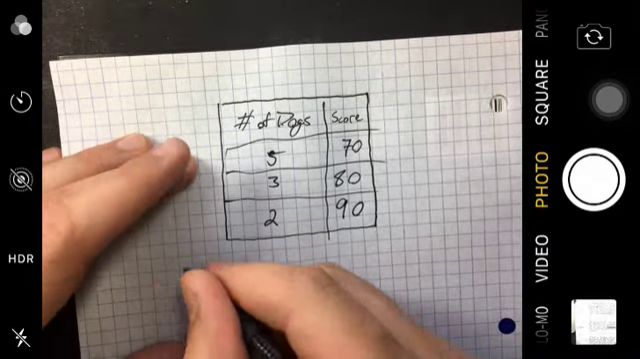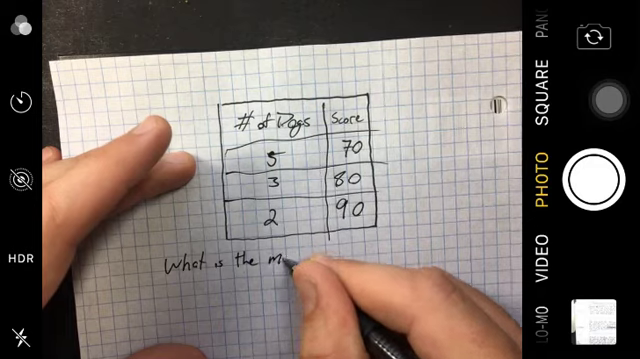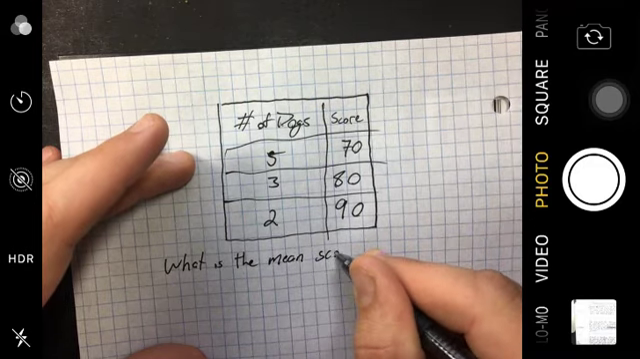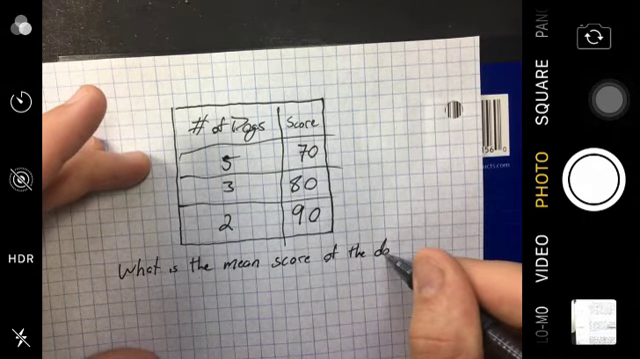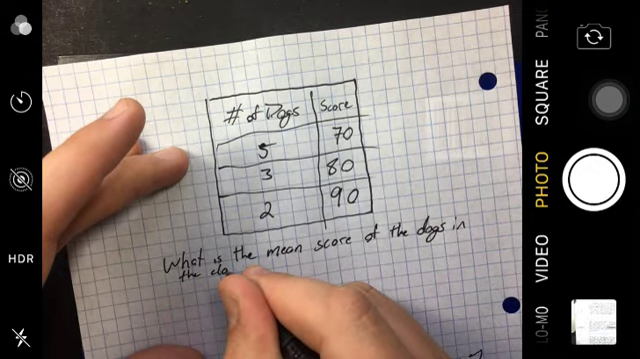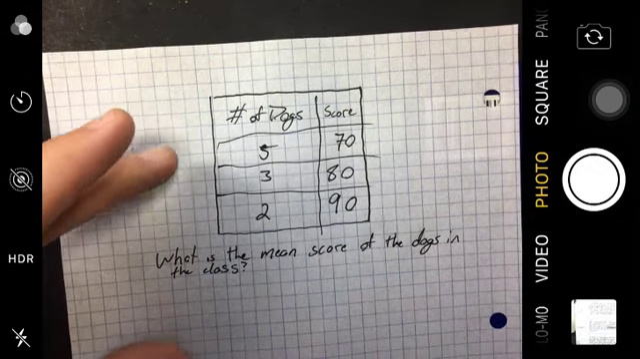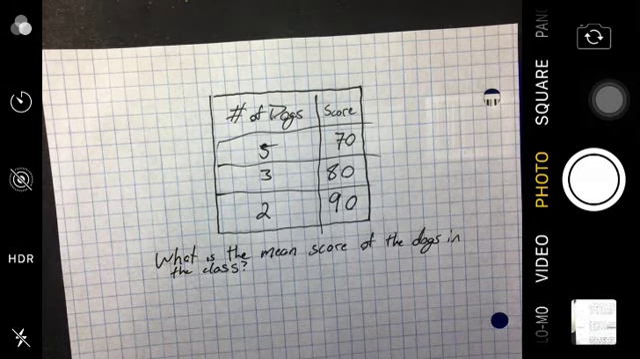And they ask the mean score of the dogs in the class. All right, something like this. You may still crush it, but I'll show you what the trick is that they're hoping that you fall into right afterwards.